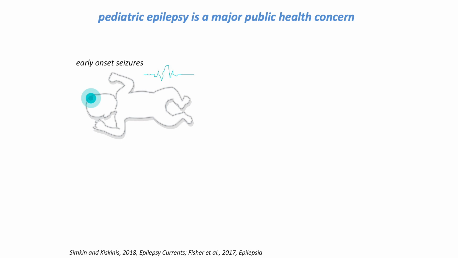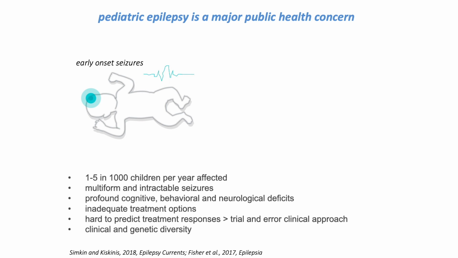Pediatric epilepsy is a major public health concern. Each year, between 1 to 5 in every 1,000 children born are affected by some sort of seizure. In the most severe cases, babies start seizing within hours or days after they're born. The seizures, which result from aberrant electrical activity in the brain, are multiform, relentless, and sometimes exceptionally hard to treat. As a result, these children suffer serious comorbidities including cognitive, behavioral, and neurological deficits.